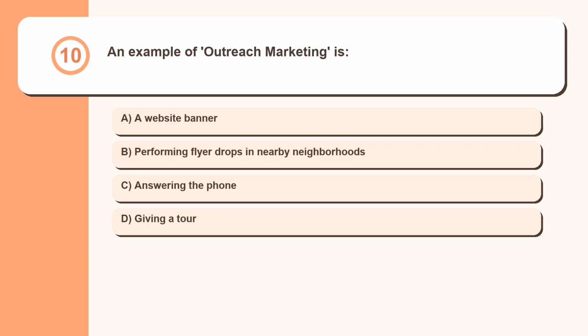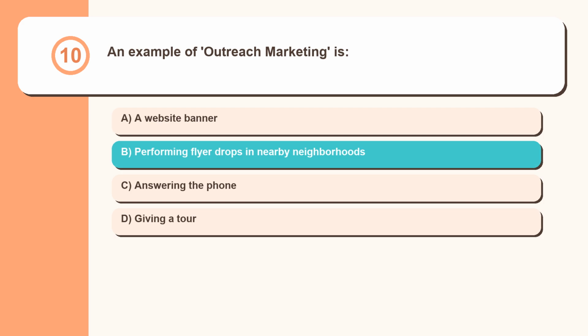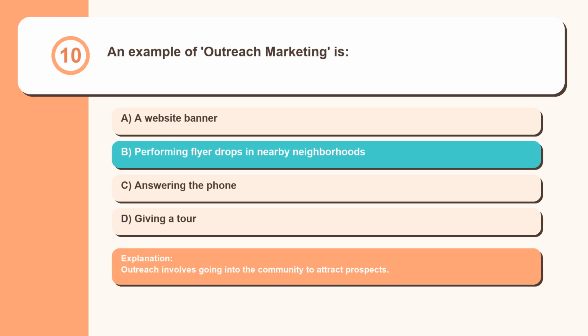Question 10. An example of outreach marketing is a website banner, performing flyer drops in nearby neighborhoods, answering the phone, giving a tour. Outreach involves going into the community to attract prospects.